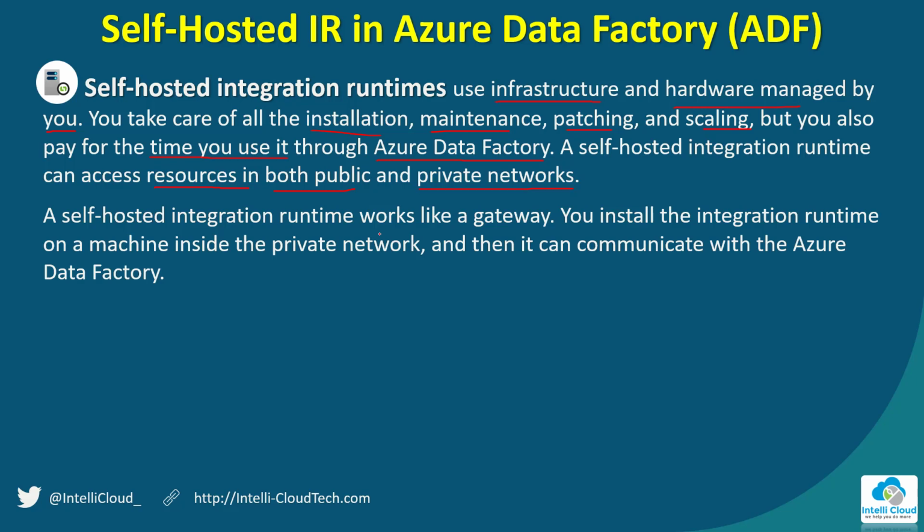A self-hosted integration runtime works like a gateway. We need to install the integration runtime on a machine inside the private network. So wherever we want to communicate with a private network, we need to install this integration runtime on that machine, and then it can communicate with the Azure Data Factory.